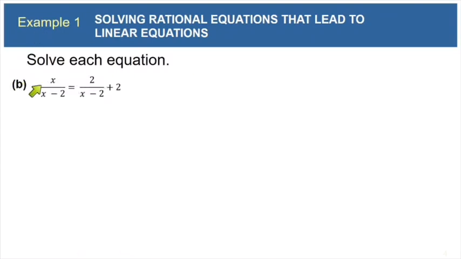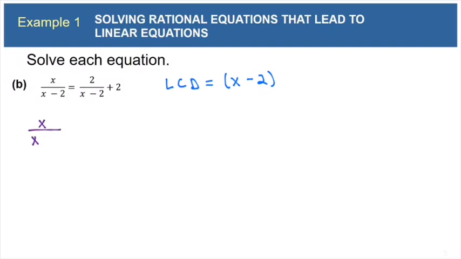Here in part B of example 1, we have x over x minus 2 equals 2 over x minus 2 plus 2. So you can see that both denominators are fully factored. There's no factoring that we need to do. And you can see that both denominators are the same. So that makes it really easy for us to find the common denominator. It just needs to be x minus 2.